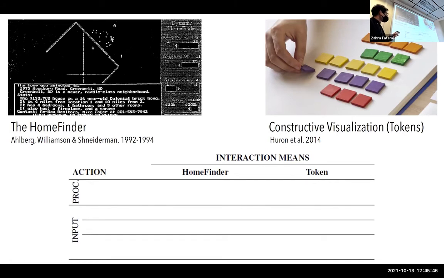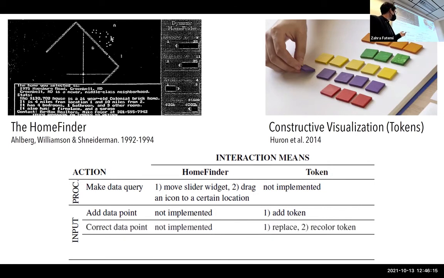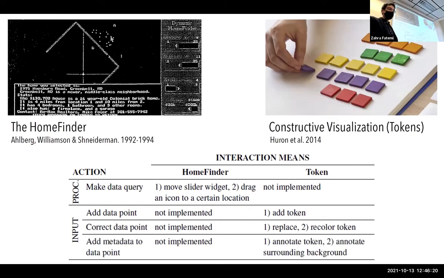If we look at the actions that relate to data processing in the first row here, you could say that when it comes to making a data query, the home finder supports several ways of querying the data, like using sliders, dragging and dropping icons. But the physical tokens, they don't support any interactive query at all. Now, if we look at input actions, the home finder interface doesn't support adding new data points, while it's easy to just add a new token. And same is true for correcting or deleting data points or adding metadata to a data point.